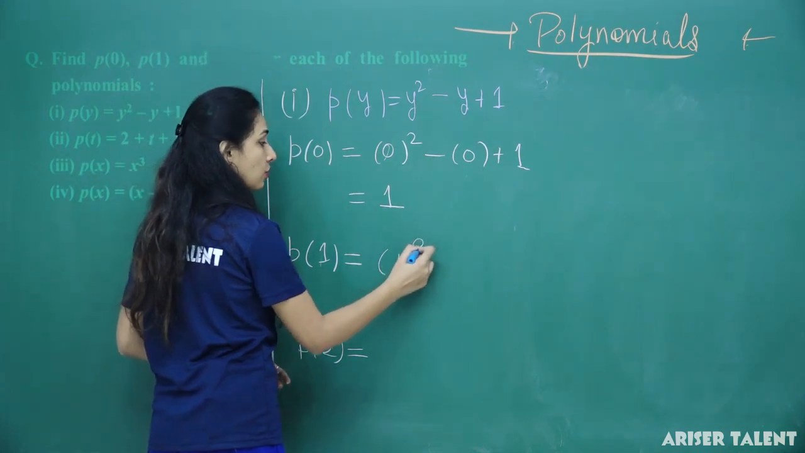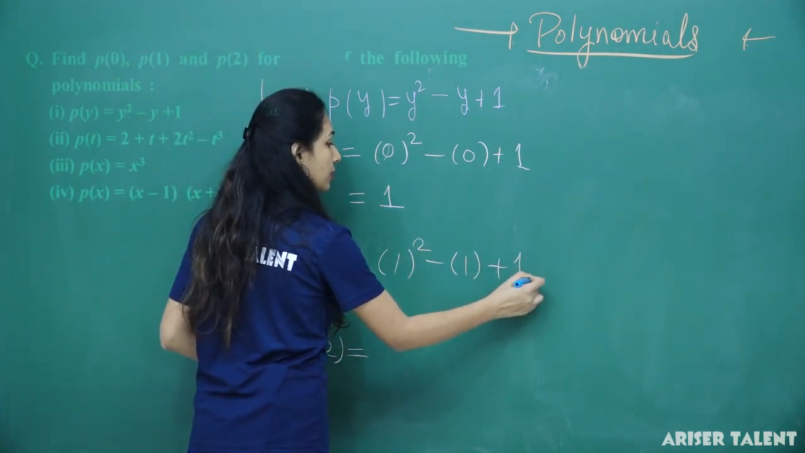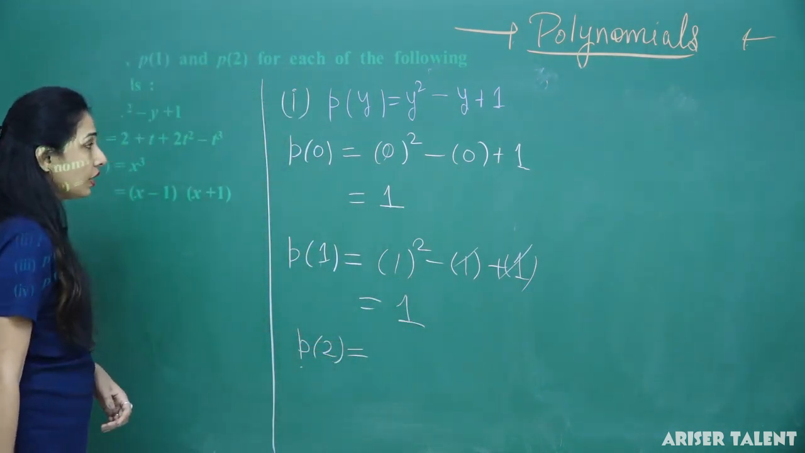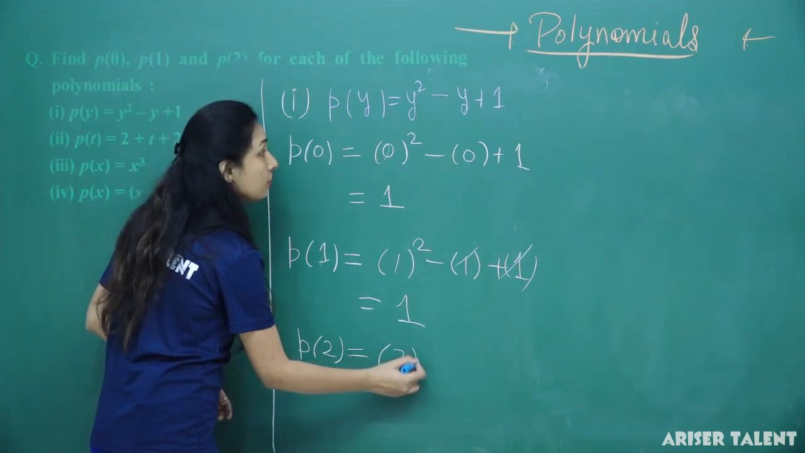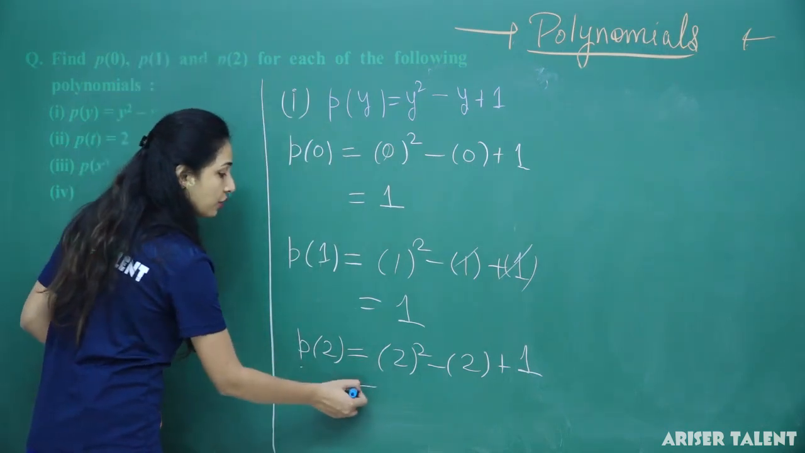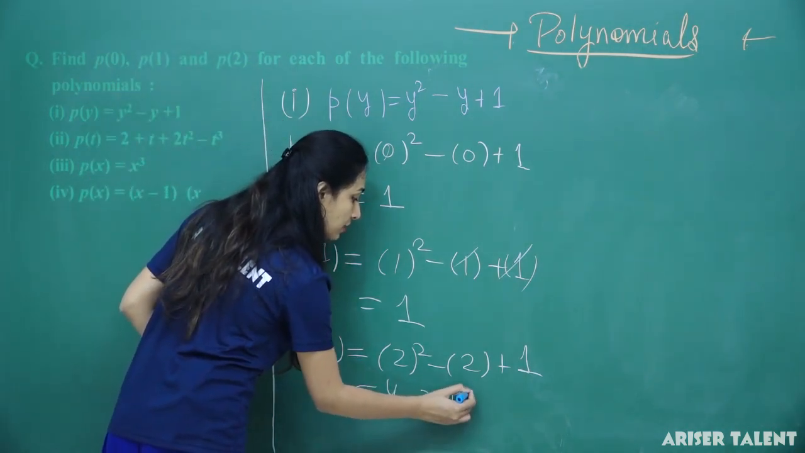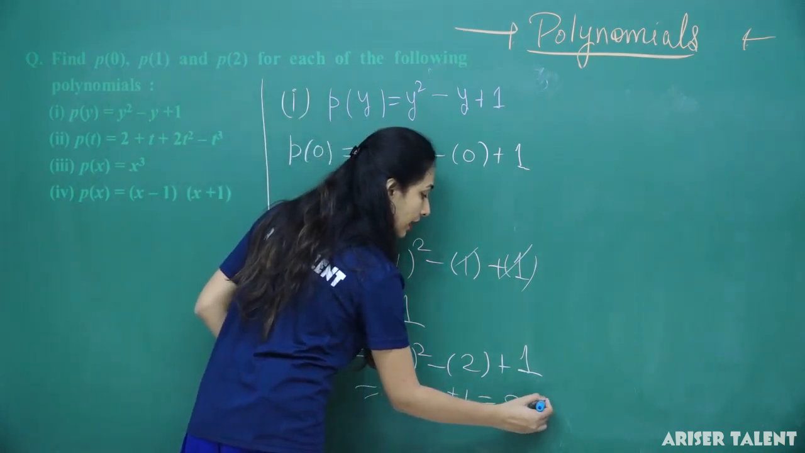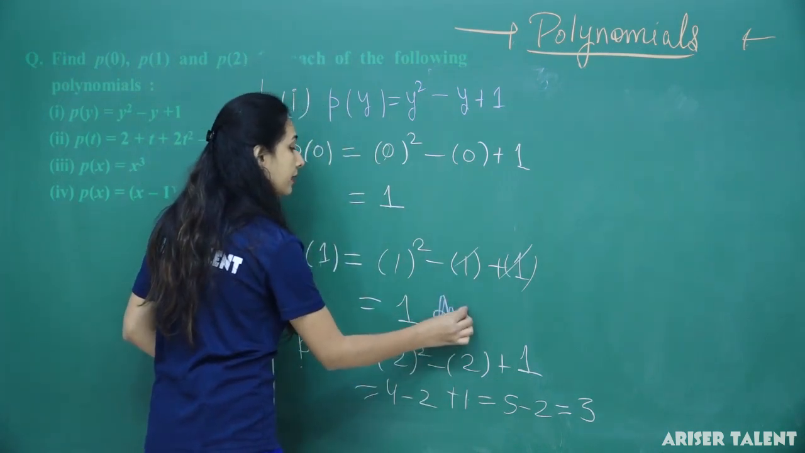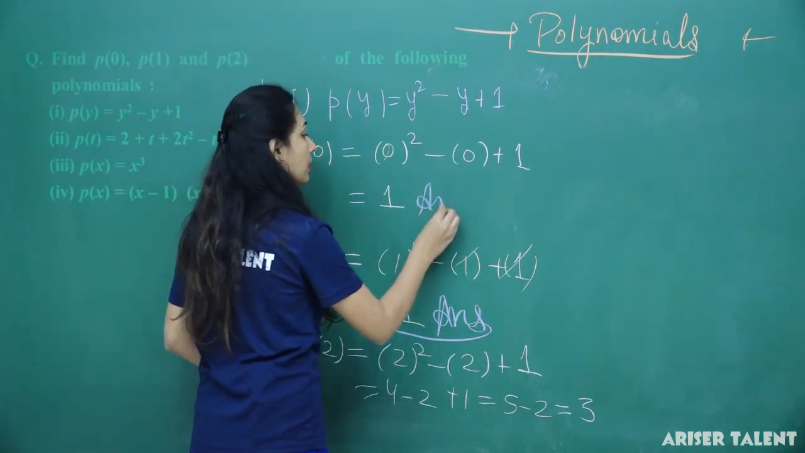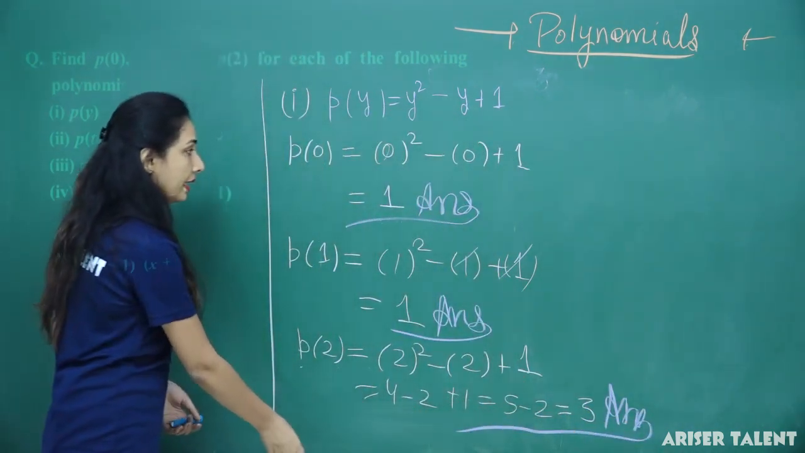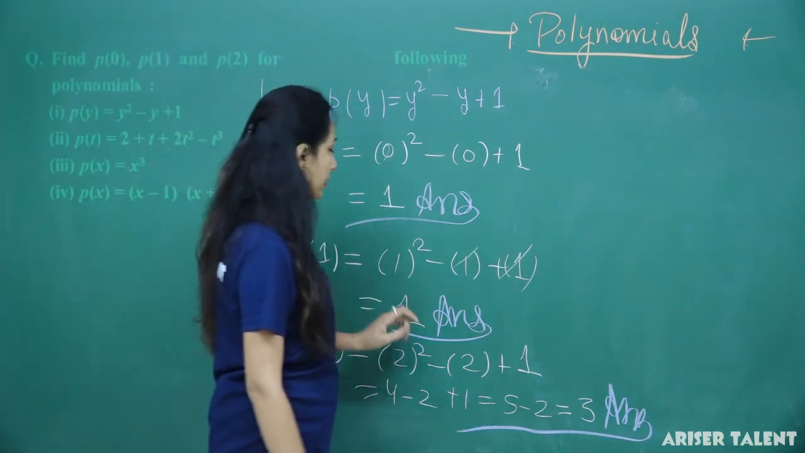Here that will be 1 square minus 1 plus 1. Okay, so that will cancel. So 1 is your answer. Now P(2) will give you 2 square minus 2 plus 1. Okay, so 2 square is 4 minus 2 plus 1, that will be 5 minus 2, and 5 minus 2 is nothing but 3. So you got it. In that you are getting the answers as 1, here 1 and 3.